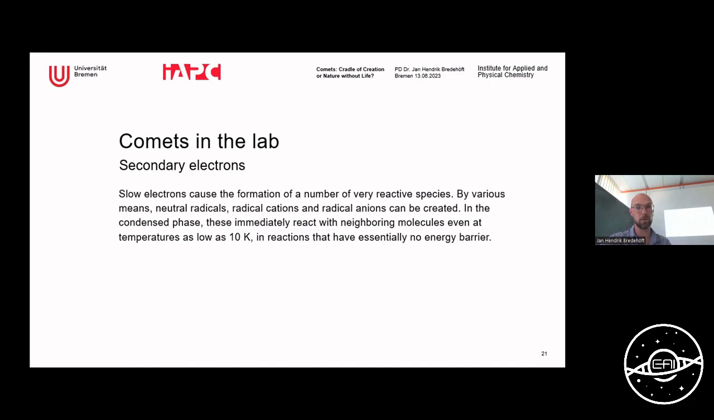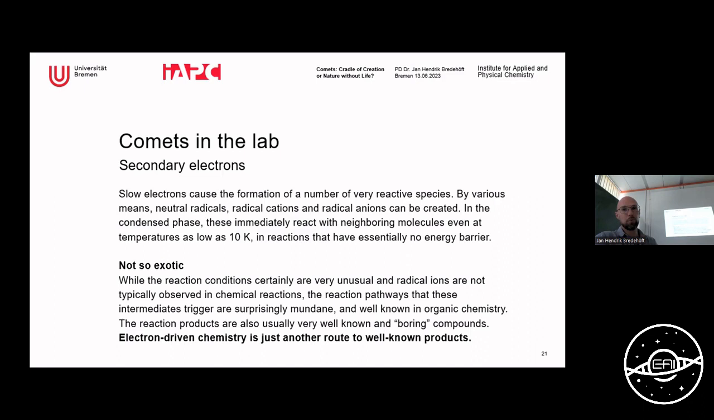And while the reaction conditions are pretty exotic with regards to a standard chemistry lab, the reaction products and also the reaction pathways that these reactive intermediates created by secondary electrons trigger are surprisingly mundane. They are more often than not very well known and sort of boring compounds and boring mechanisms that are very well documented in normal, everyday radical organic chemistry. So while the conditions might be very, very special, and triggering chemical reactions by secondary electrons might sound slightly outlandish, this is actually a very, very normal type of chemistry.